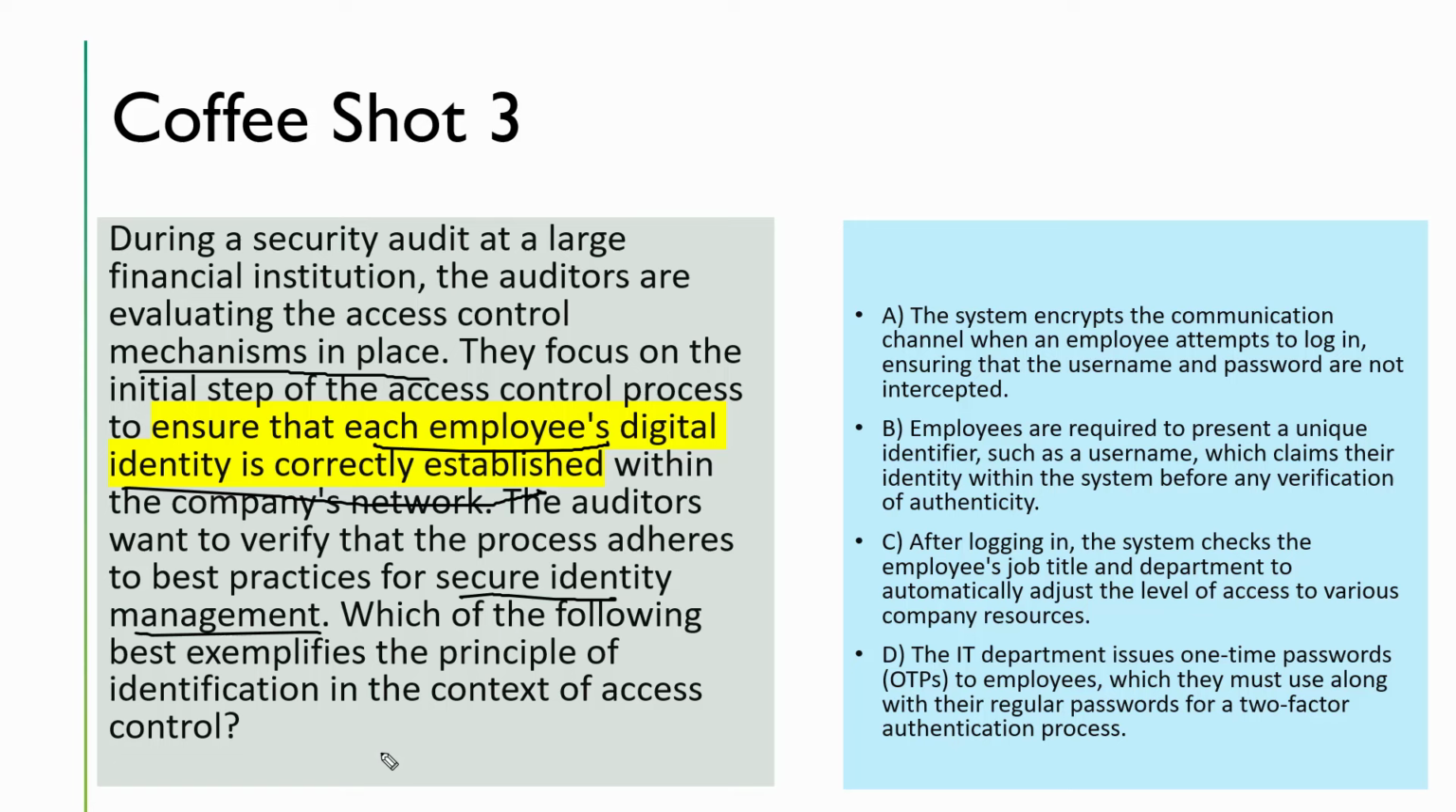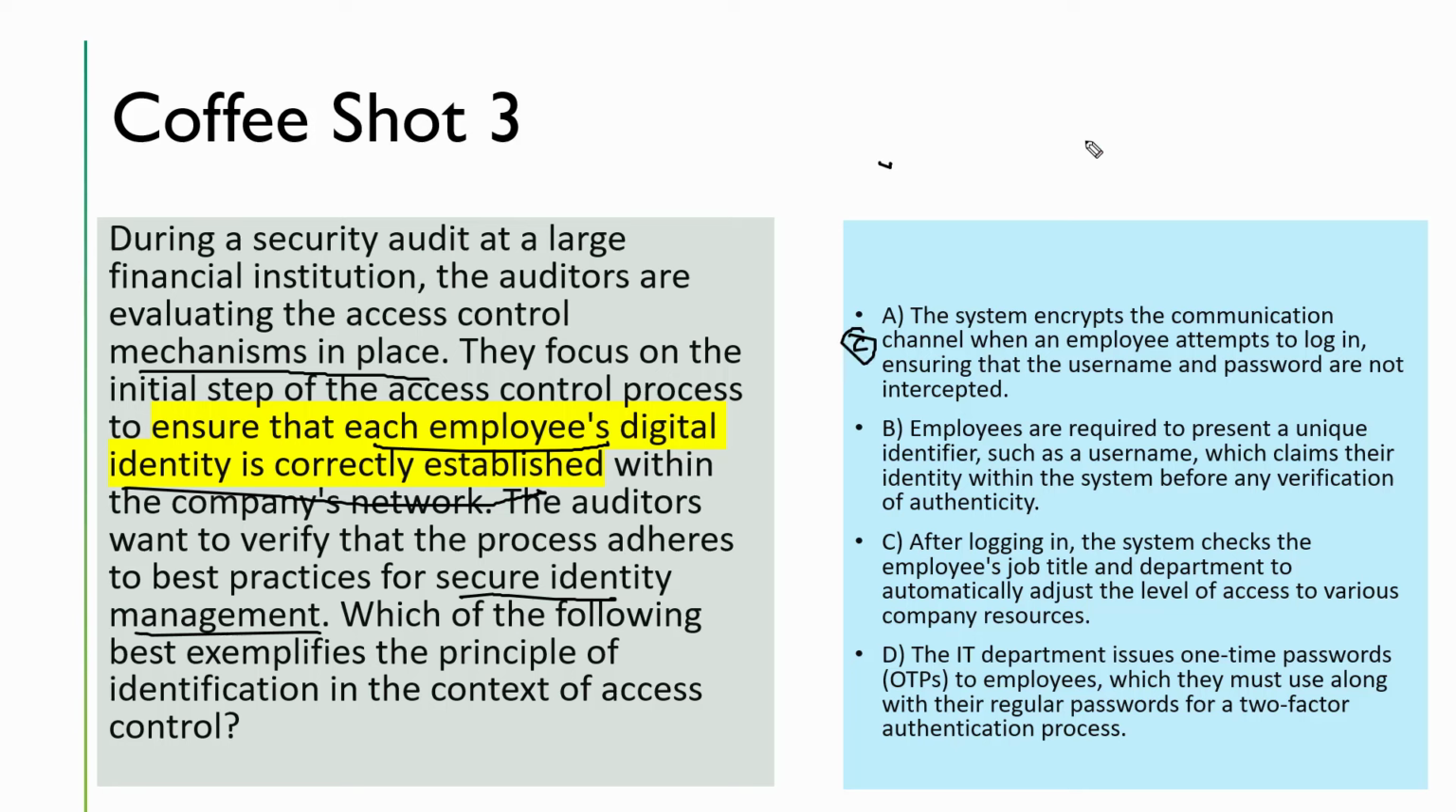So when you're talking about identification, it's all about presenting the identity. And checking whether this identity is registered in the database and verifying the person who claimed to be, that is authentication. So option A, the system encrypts the communication channel when an employee attempts to log in, ensuring the username and password are not intercepted. But this is not about establishing identity. It is more about confidentiality. It means the information you want to send over the network.